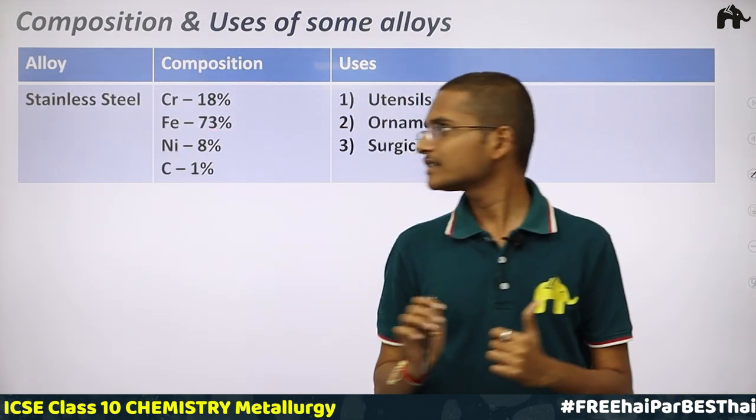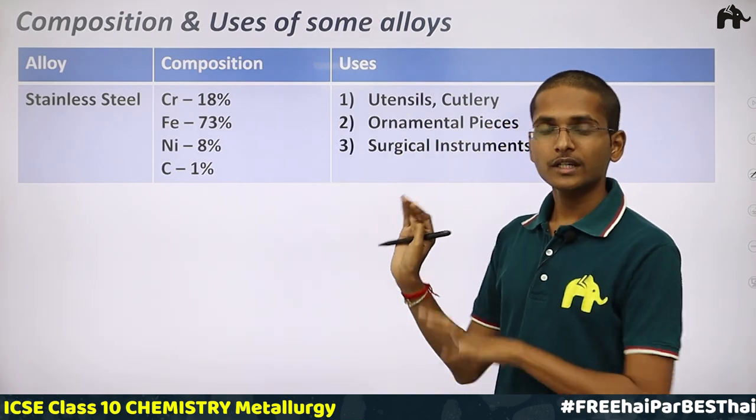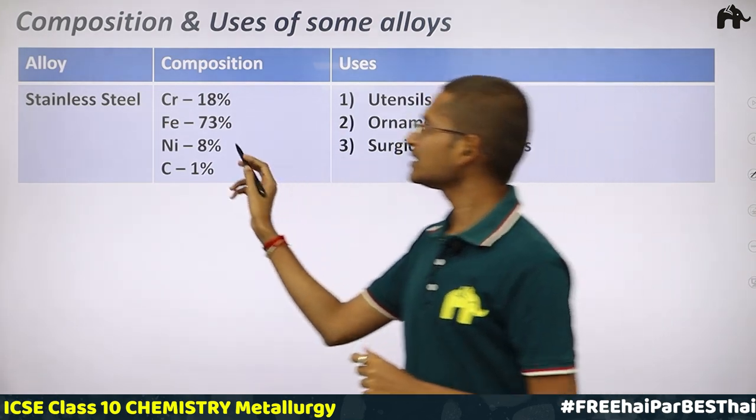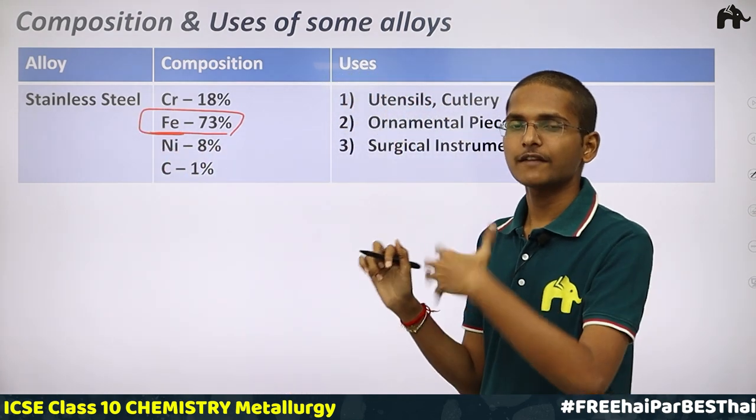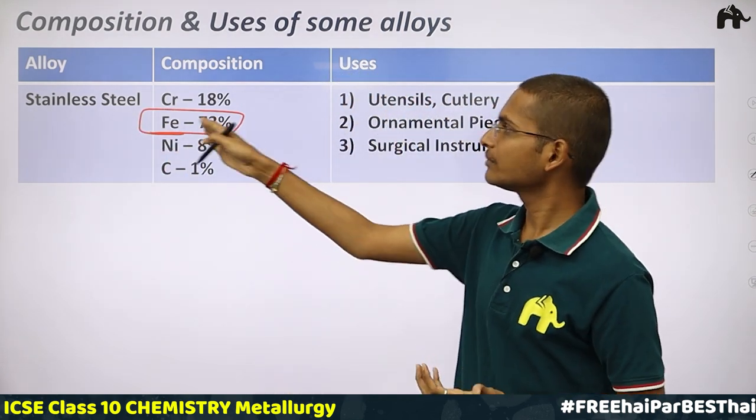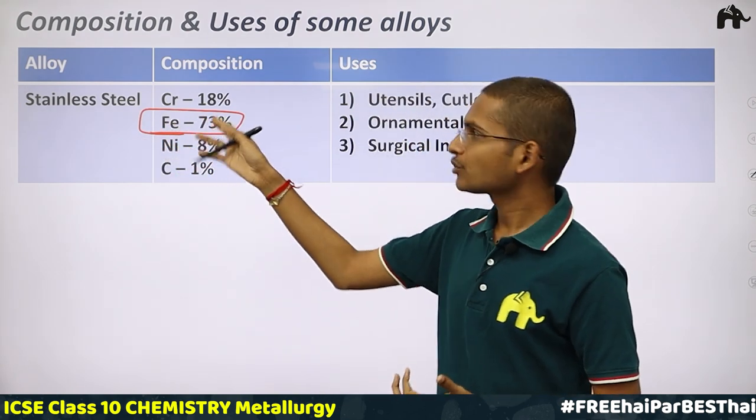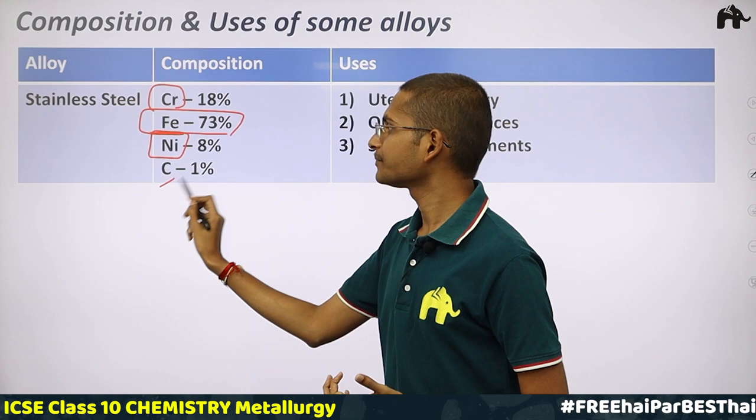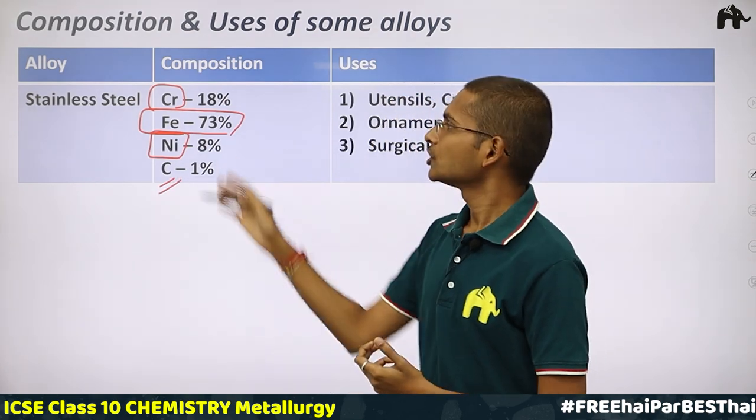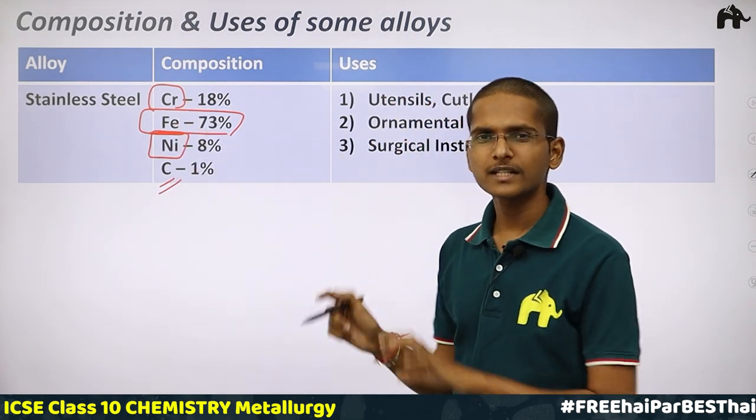So this one is stainless steel. Now the principal metal here is iron, 73%. And I have told you what all it is made of: iron, chromium, nickel and carbon. Carbon is the non-metal. So if you want to remember these three metals, I will tell you a trick.